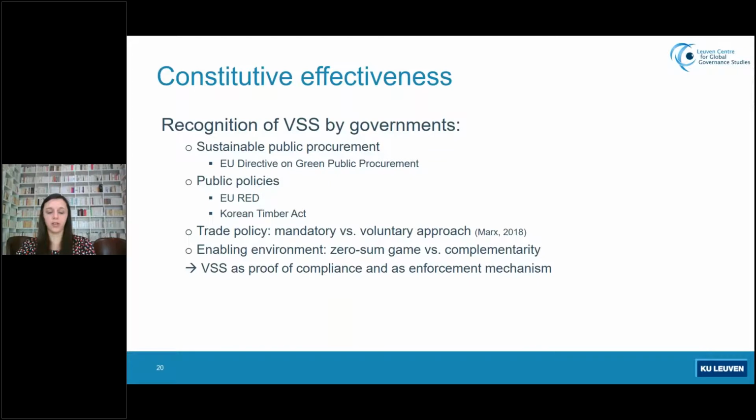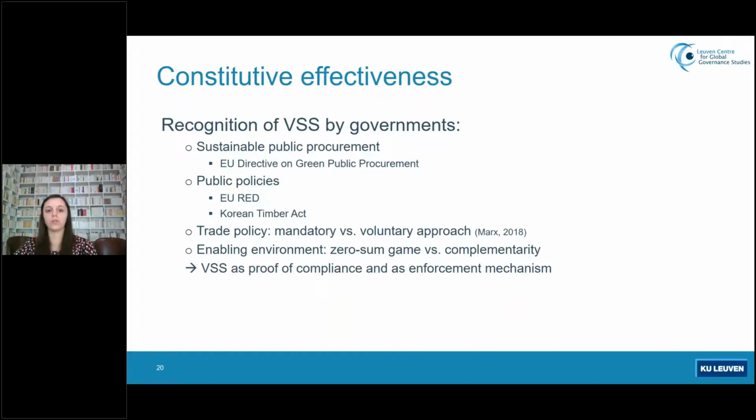So this is expressed mainly in three ways. First, governments can include standards requirements in their sustainable public procurement. So public procurement accounts for almost, on average, 20% of a country's GDP. And more governments commit to purchase goods or services that are sustainable. In the EU, for example, there is a directive on sustainable public procurement called Green Public Procurement. And this lays out the criteria that certification schemes have to meet in order to be recognized as a certification system in the context of public procurement.